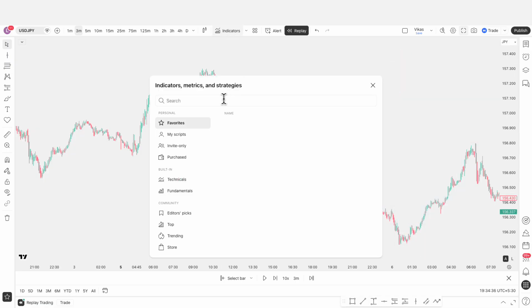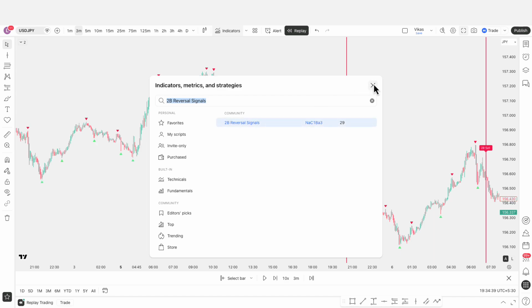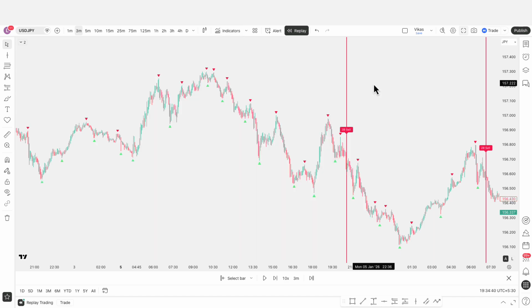Now we will share another powerful scalping indicator setting that you can utilize in emergency situations. Let's go to the indicator search, type 2B reversal signals, and select this one called 2B reversal signals, created by NAC1/3. Now let's access the settings of this indicator so we can modify it to suit our strategy.